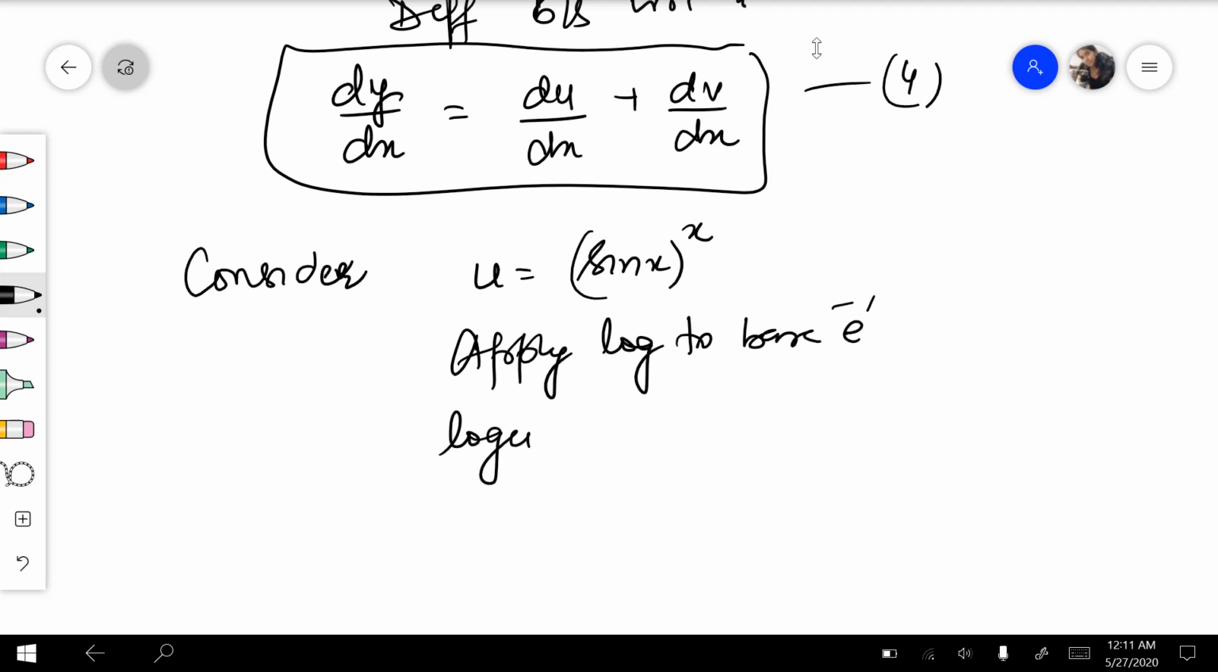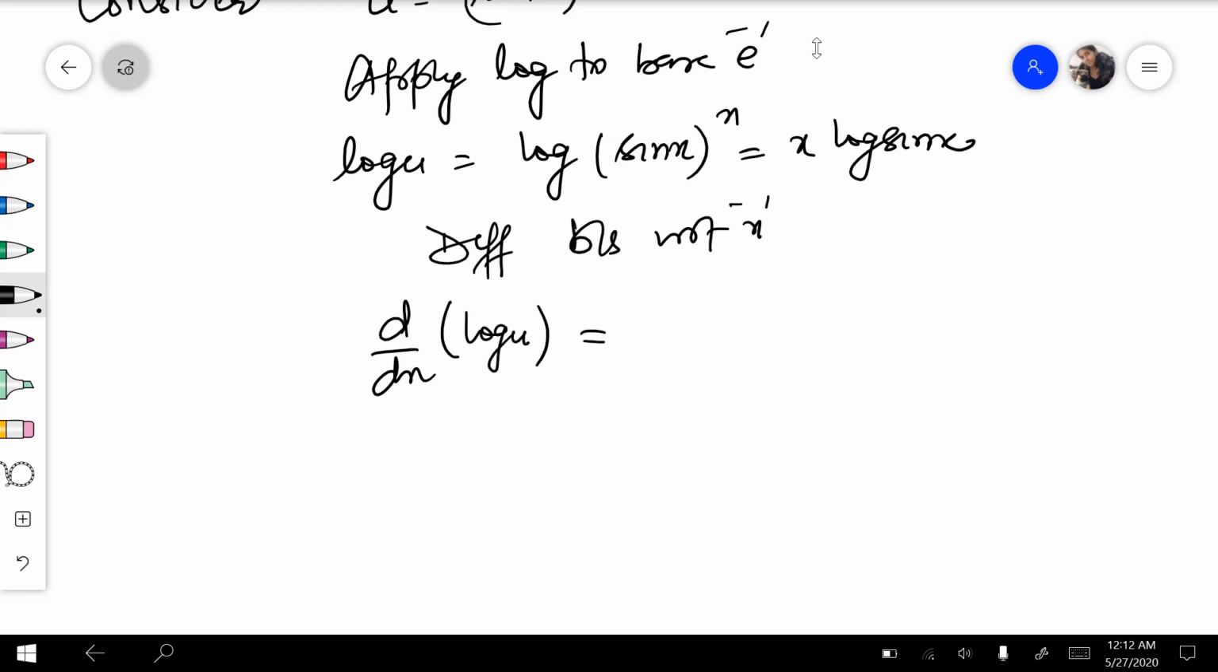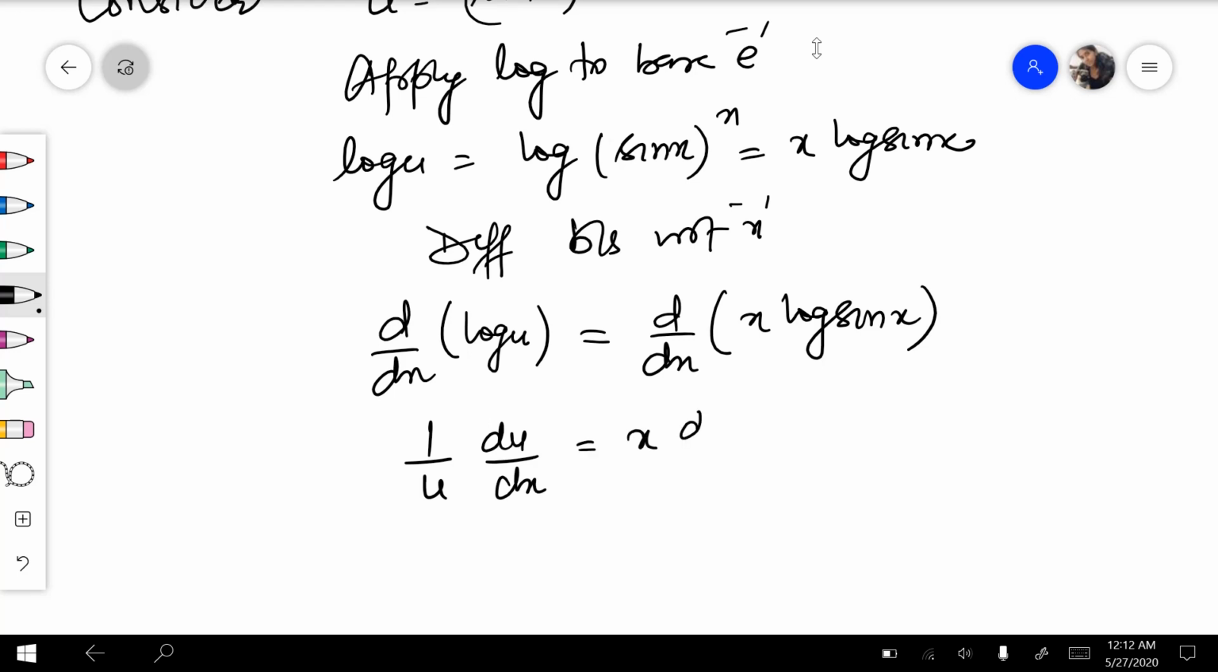That gives you log u is equal to log of (sin x) whole power x, which equals x into log of sin x. Now differentiate both sides. This is d by dx of log u is equal to d by dx of x into log of sin x. Log u का differentiation 1 by u du upon dx. Right hand side पे product rule: x into d by dx of log of sin x plus log of sin x into dx upon dx.